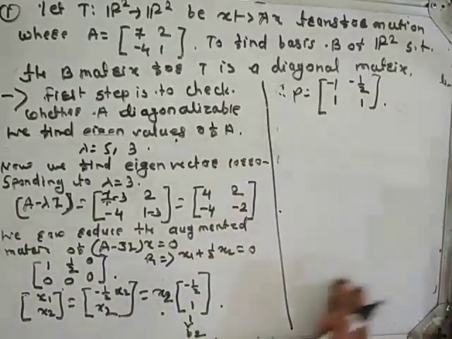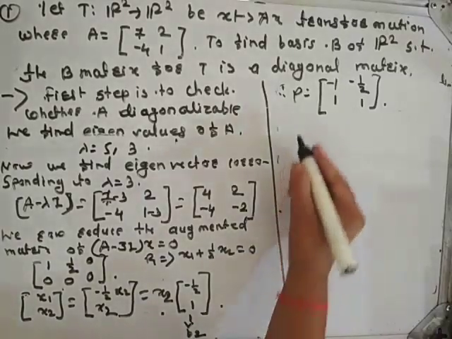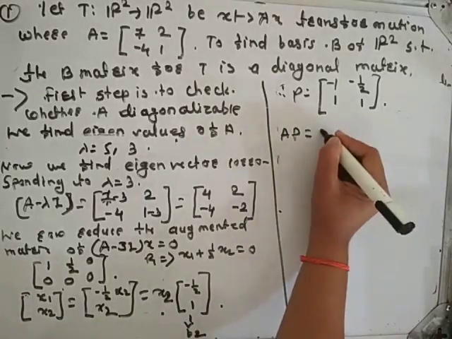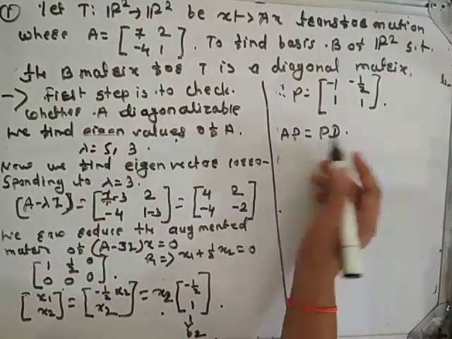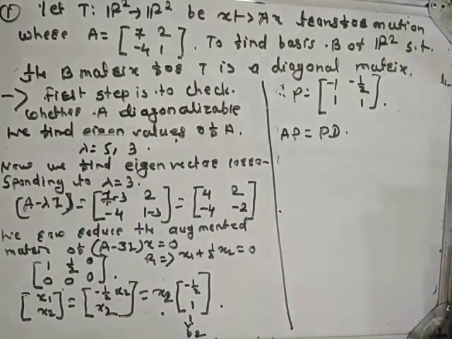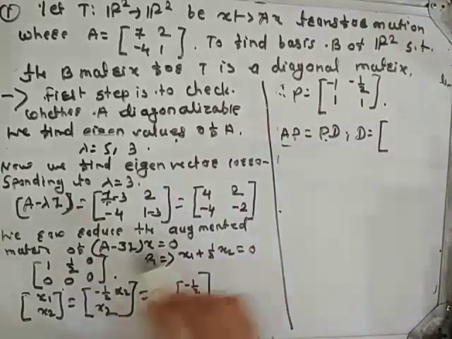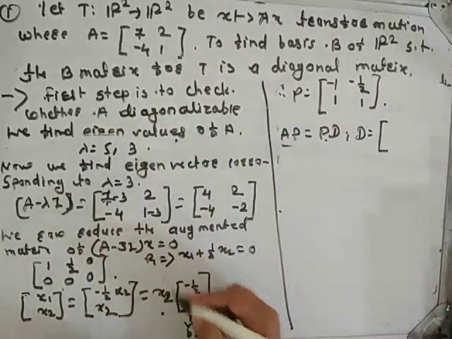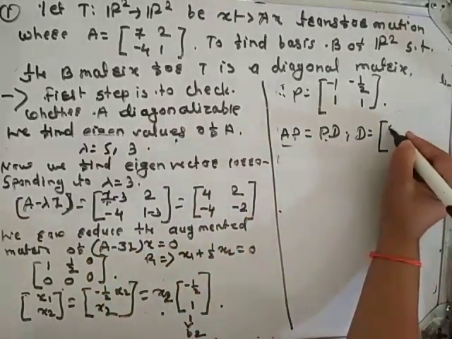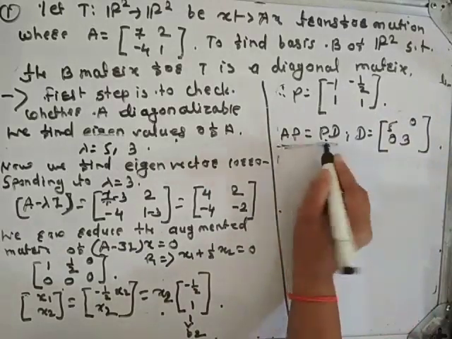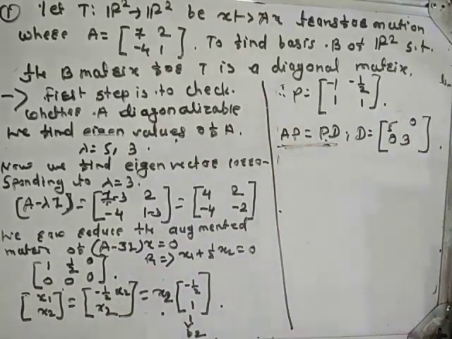Now we have to check whether A is diagonalizable or not. For this we will check whether AP equals PD, where D is nothing but a diagonal matrix. Diagonal entries are eigenvalues. Here the eigenvalues are 5 and 3. So this is the diagonal matrix. Students, verify this: AP equals PD.